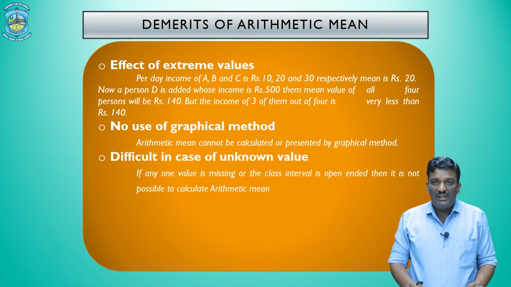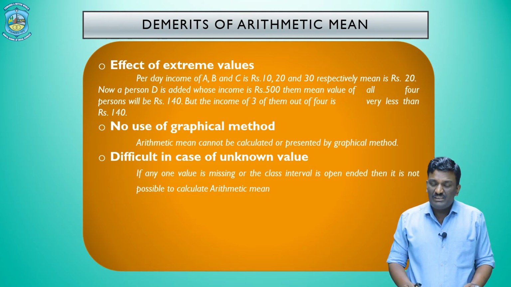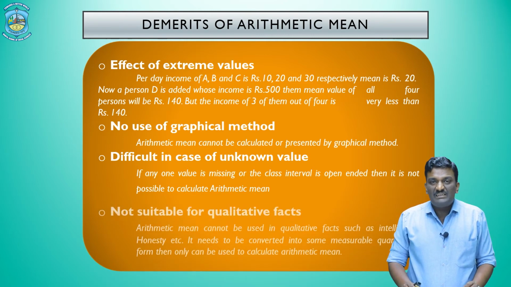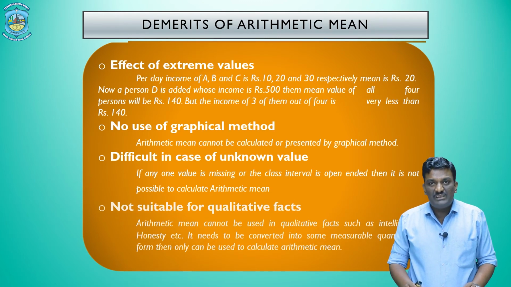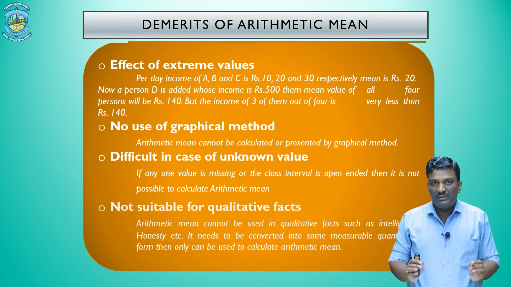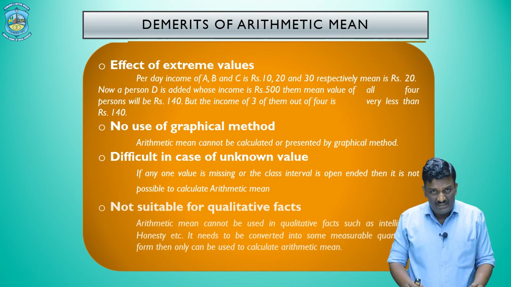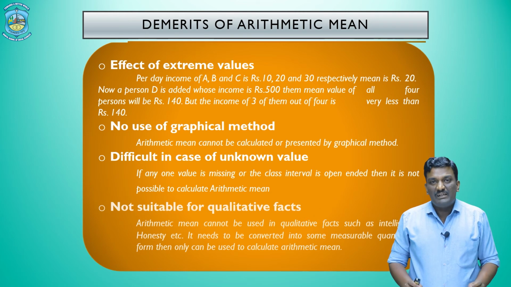In case of any missing value or unknown value, it is not possible to calculate the arithmetic mean. That is again a disadvantage or a demerit for it. Next is, it is only suitable for quantitative values which are measurable. In case of qualitative facts like intelligence, honesty, we will not be able to calculate arithmetic mean.